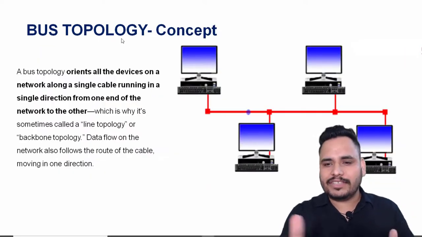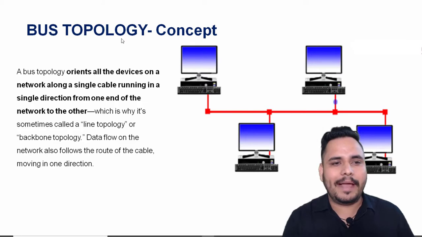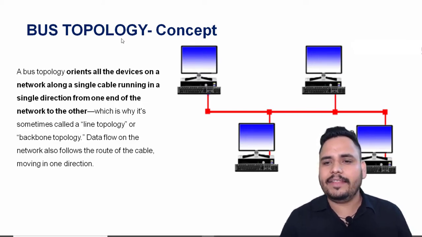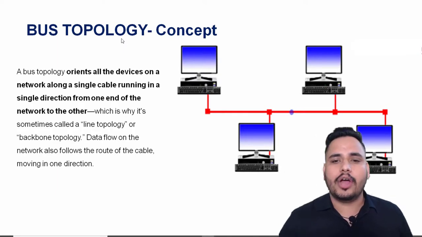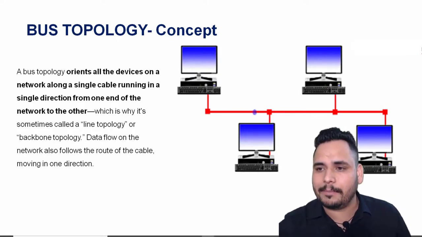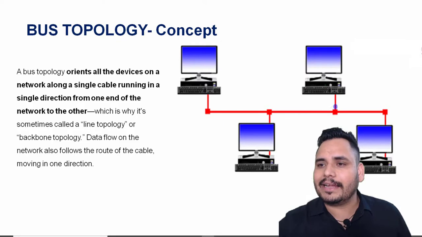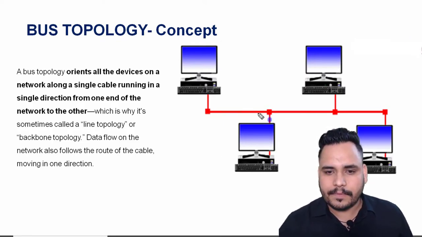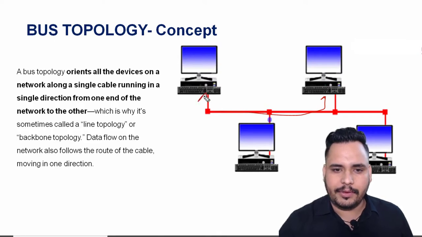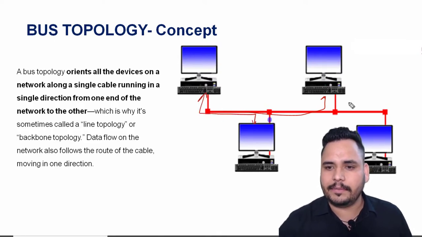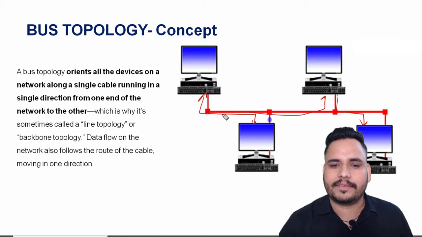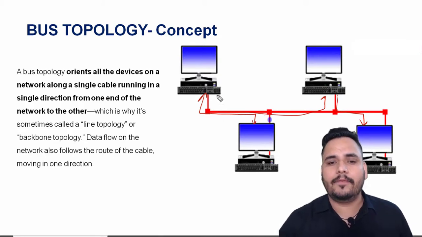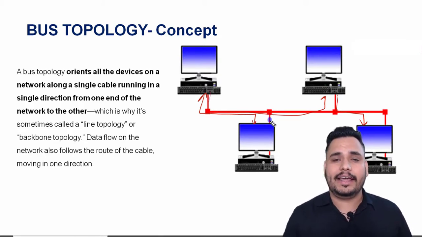If you are watching the screen behind me, you can see there are 4 PCs connected with one cable, which is known as the backbone cable, and that cable connects to the PCs with T-type connectors. Now you can see one PC connected to another PC connected to another PC, and data transfers from one PC to another PC in a single direction.